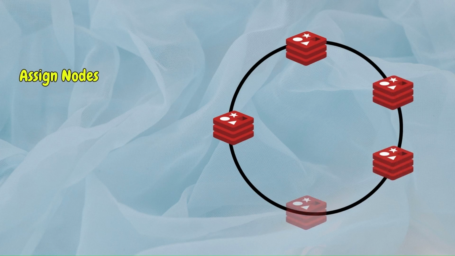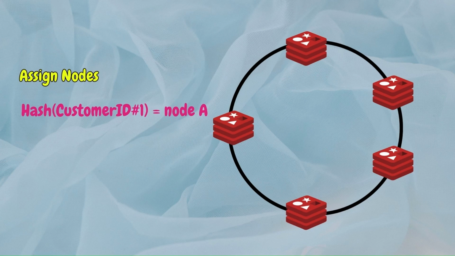The partitioning process involves assigning nodes, where we create a circular ring representing all possible hash values. Each node is placed multiple times on this ring based on its hash value. After that, mapping data. When storing or retrieving data, we hash its key to get a value. This value is then mapped onto the ring to find the corresponding node.